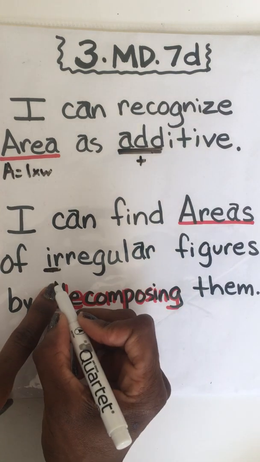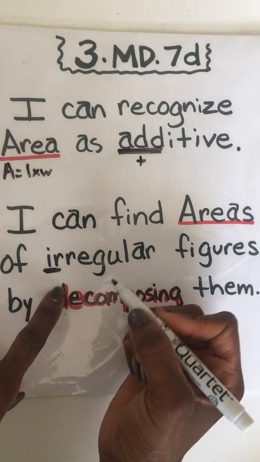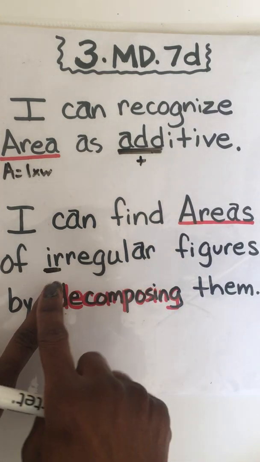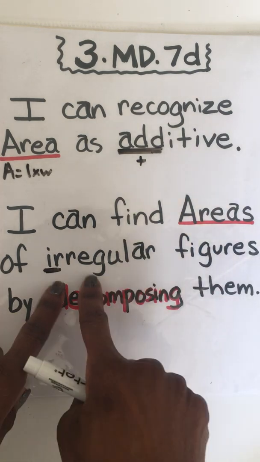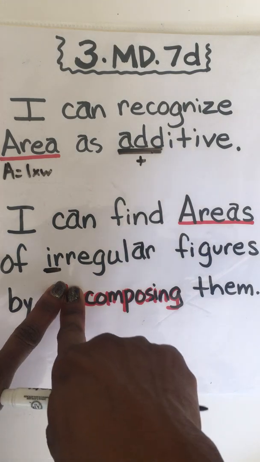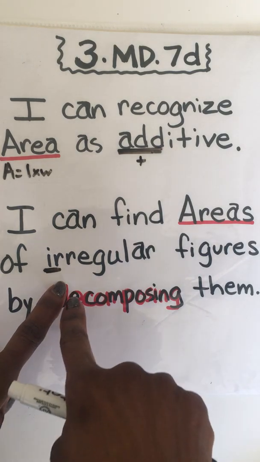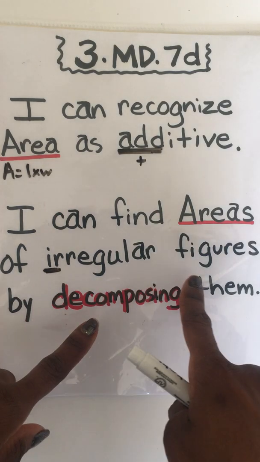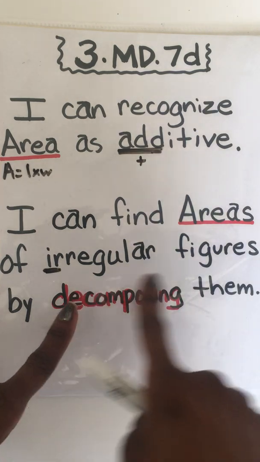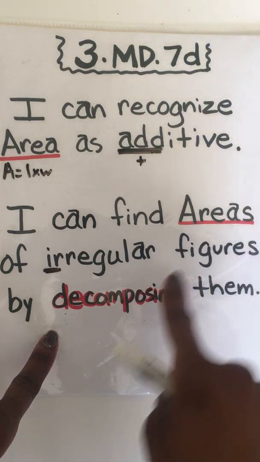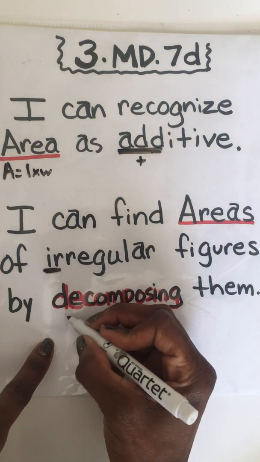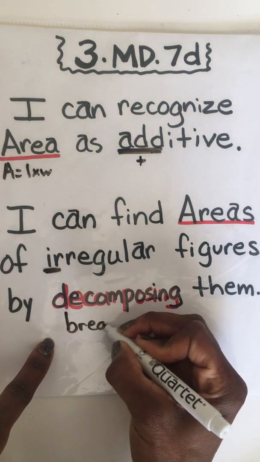Irregular, do you see this prefix right here, IR? It means not. So we're going to find the area of your not regular figure. In other words, something that's irregular, something that's not typical. It's not your typical square or your typical rectangle that we're used to seeing. It's an irregular shape. So we're going to decompose them to find its area. Decompose means to break down.